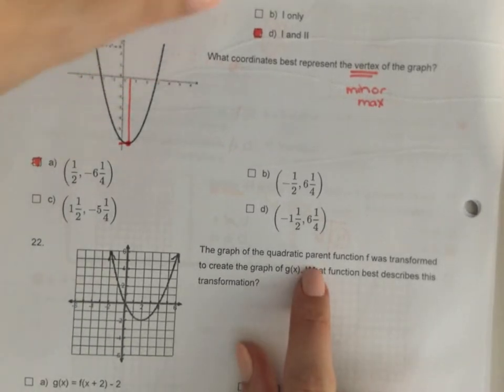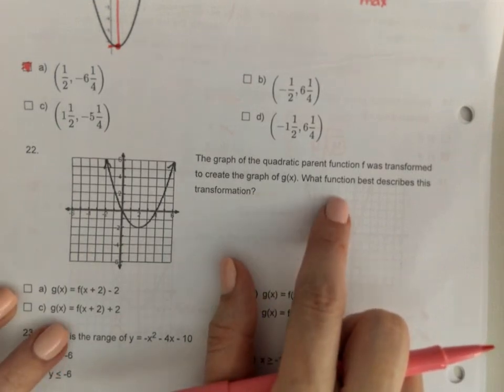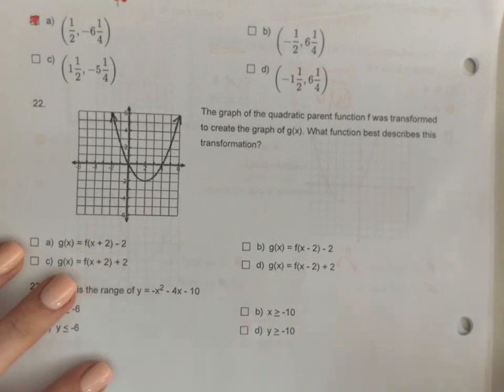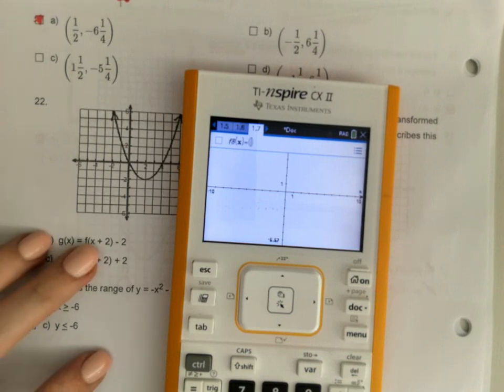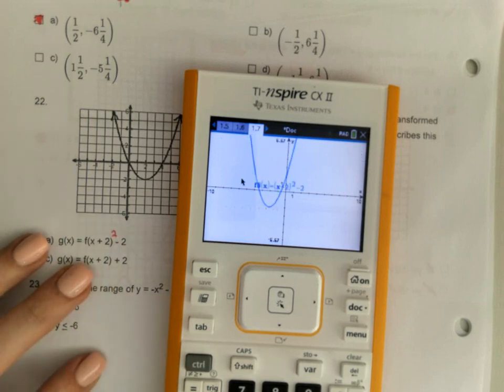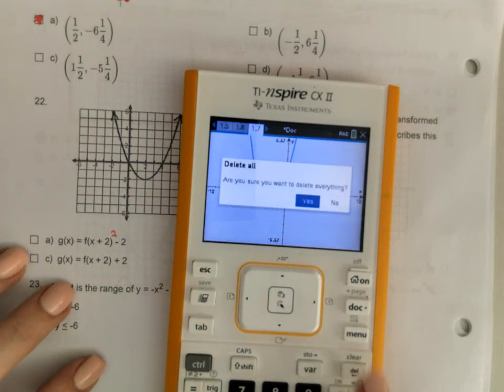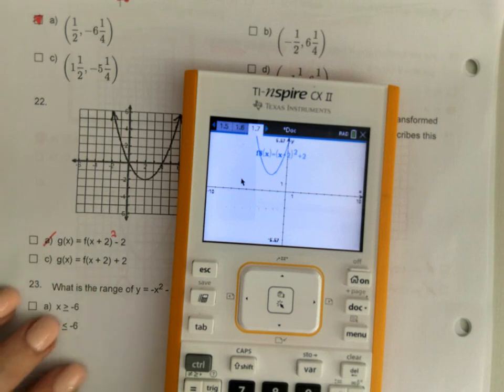The graph of the quadratic parent function f is transformed to create the graph of g of x. What function best describes the transformation? So if I wanted to plug these in my calculator, I can. You type it in by doing parentheses, x plus 2, close parentheses, squared minus 2. You just have to add the squared because they're quadratics. Enter. That does not match. Okay. Menu 3, 1, parentheses, x plus 2, close parentheses, squared plus 2. Nope, that does not match.